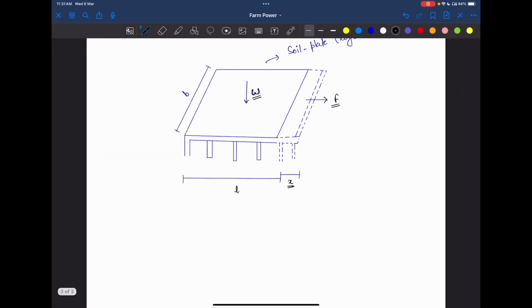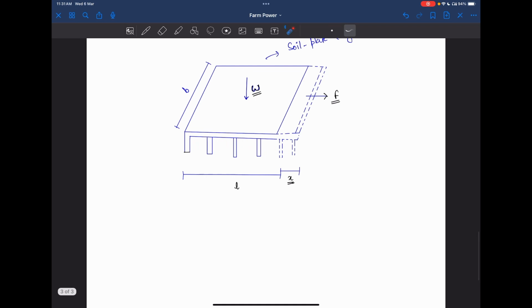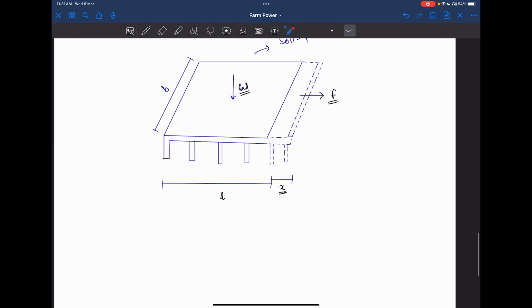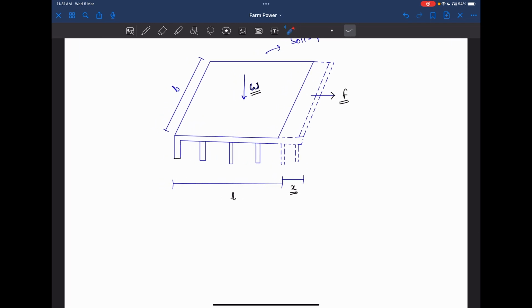Suppose the soil is here and the weight is given, so the soil will try to resist and not move. And we know from Newton's law that everybody wants to continue its state of motion. If it is at rest, it will try to continue at rest, and if it is in motion, it will continue in motion unless some external force is applied. When it is in the stationary position, the lug is holding the soil. But when we apply force F, with W being the weight we are applying, the lug deforms by x.